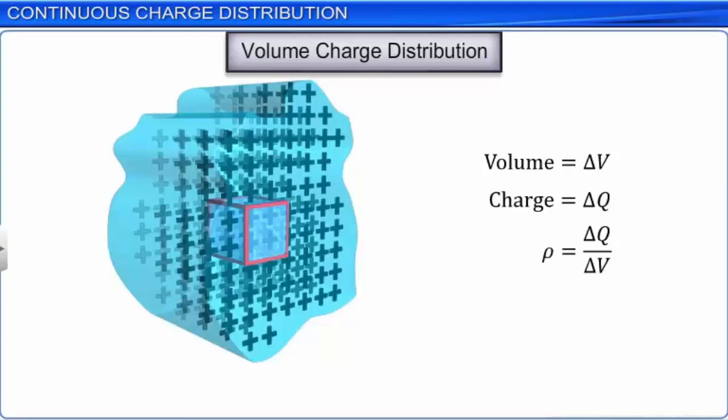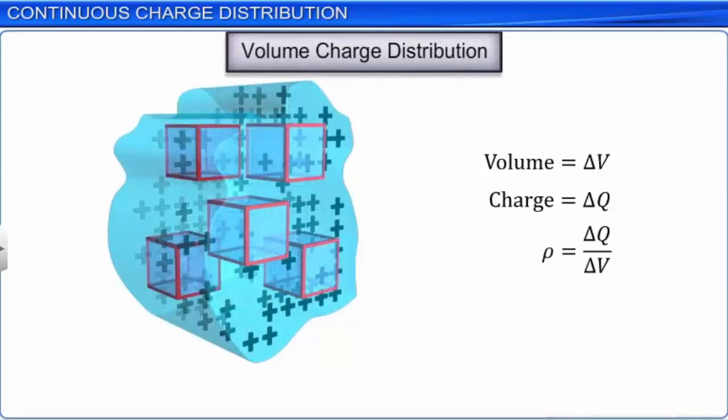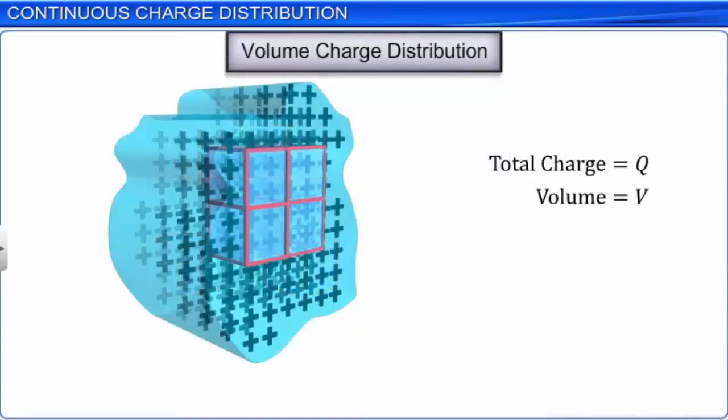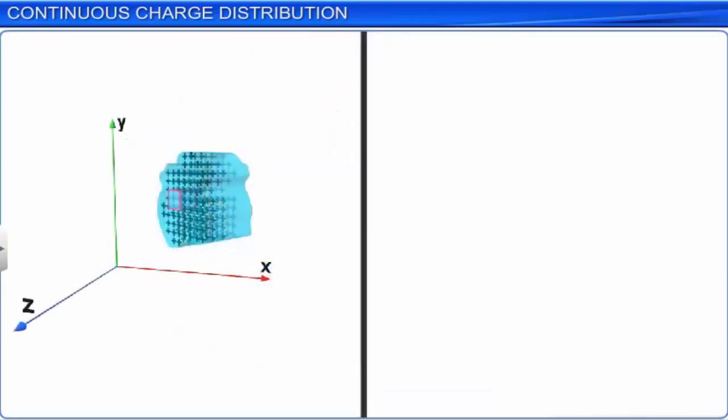If charges are not uniformly distributed, the charge density ρ for an individual volume element is equal to ΔQ by ΔV. If the charges are uniformly distributed, the volume charge density of the conductor is expressed as ρ is equal to Q by V. Now, consider the small volume element, ΔV, of charge distribution carrying a charge ΔQ. We know that the charge density ρ is equal to ΔQ by ΔV. Thus, charge on the volume element is then ΔQ equal to ρ ΔV.